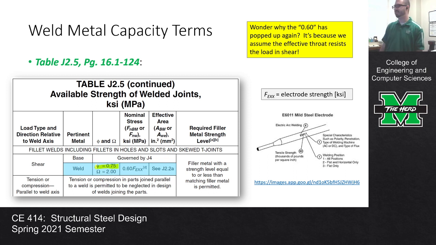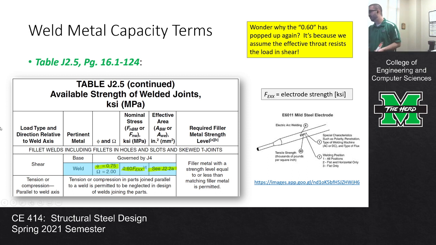With the weld metal, we've got phi. Phi is 0.75. We're given a stress and we're given an area. So let's take the stress first. What's going on with the stress? It says that the limiting stress is 0.6 times FEXX. What the heck is going on with FEXX? Well, FEXX is what's called the electrode strength.